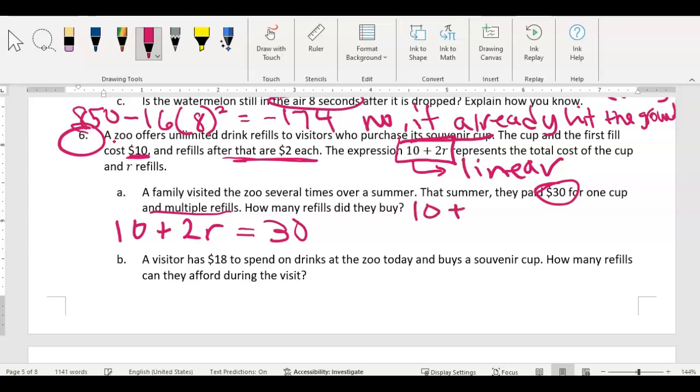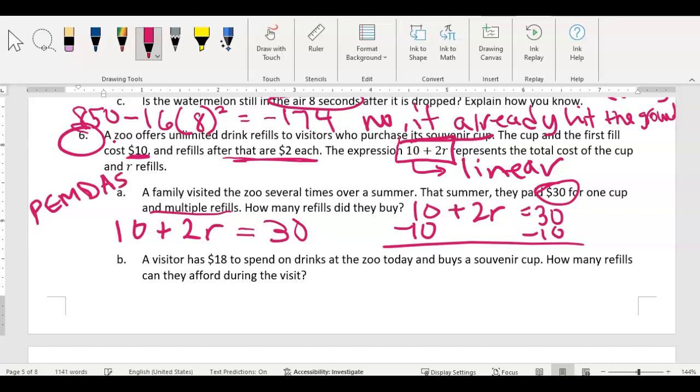So I have 10 plus 2r equals 30. I'm going to subtract 10 from both sides. And the reason I'm doing inverse operations, right, PEMDAS, is that I'm working backwards. Usually I start with parentheses, exponents, multiplication, division, addition, subtraction. I'm starting with addition and subtraction. I'm working inverse, backwards. So I'm starting by subtracting 10 because that's not being multiplied, it's being added there.